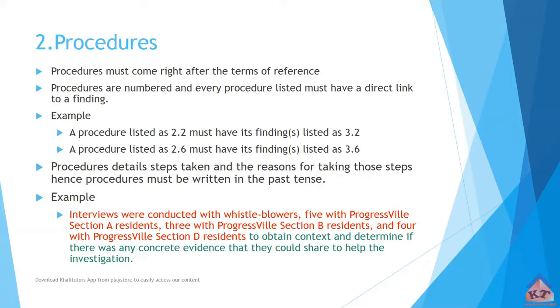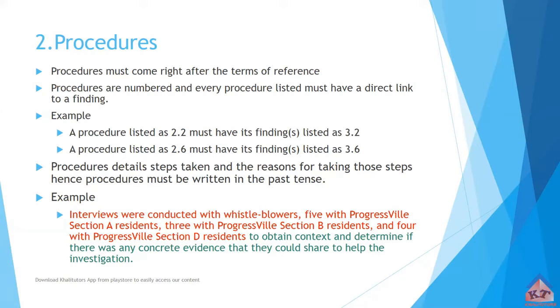Here's an example of a procedure that could be listed for this particular assignment. Interviews were conducted with whistleblowers, 5 with Progressville Section A residents, 3 with Progressville Section B residents, and 4 with Progressville Section D residents, to obtain and determine if there was any concrete evidence that they could share to help the investigation. Okay, so if you look at this example, it includes 2 parts.